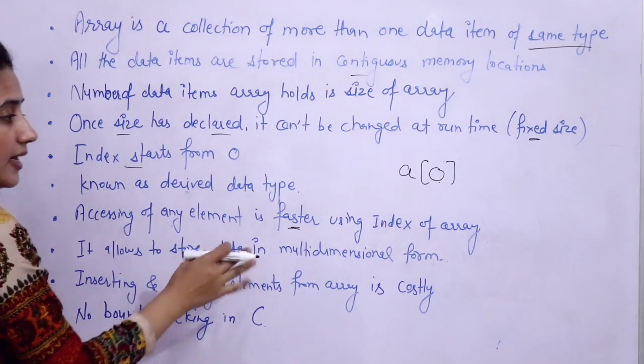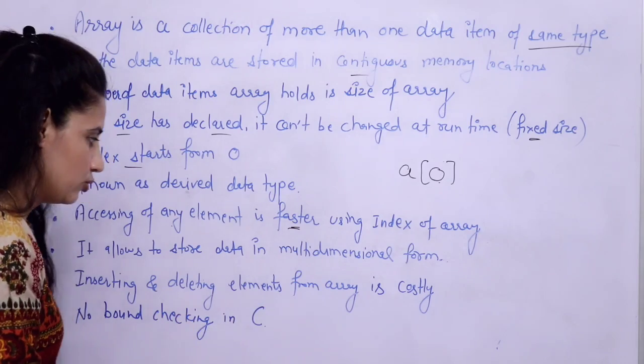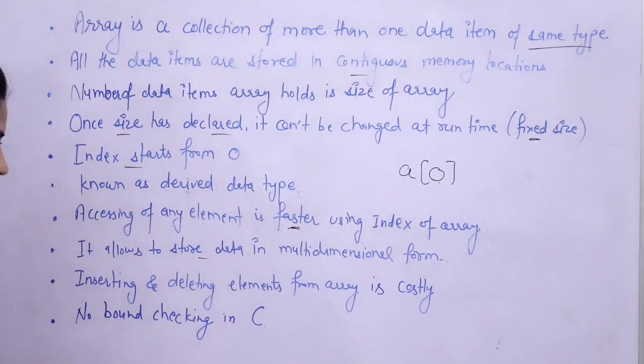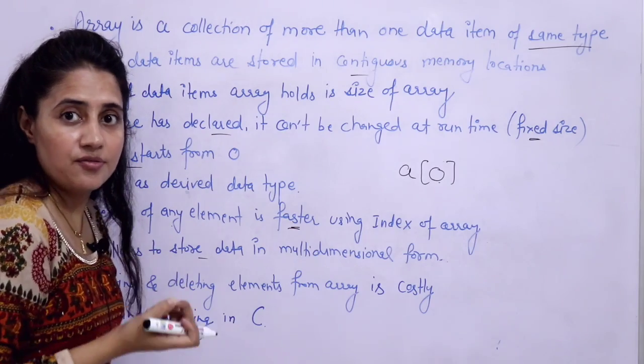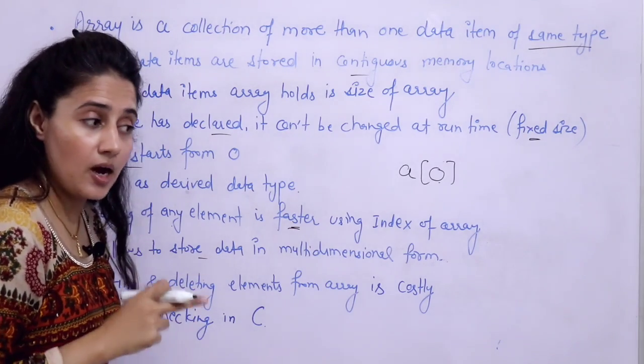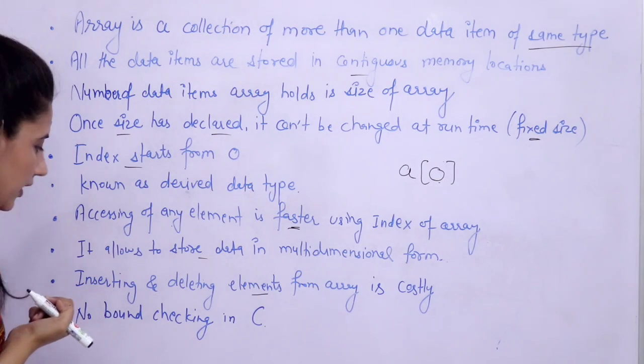Here it can store data in multi-dimensional form, in a 2D array and multi-dimensional arrays, a 3D array also, right? So this is an advantage. But inserting and deleting data items in an array is tough, it's costly, right? How? That we will discuss with the help of a program. This is a drawback of arrays.